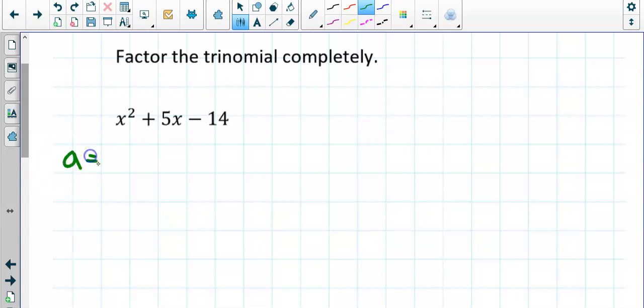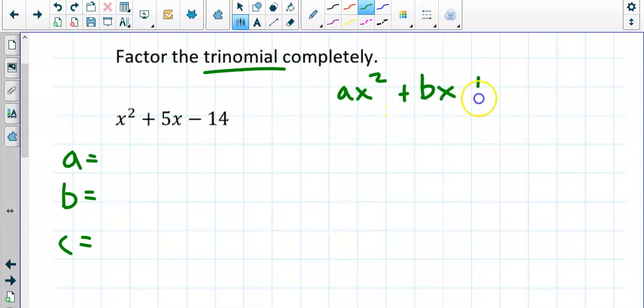All right. So when I teach this to my class, the AC method, the first thing I ask them to tell me is, what are the A, B, and C's? Remember, quadratics, or in other words, trinomials for us, are written in this form. AX squared plus BX plus C. A is always in front of x squared, B is always in front of x, C is always by itself. So what number is in front of x squared? There's a 1 there. Write down 1. What number's in front of your, or what is your B? 5. And what is your C?